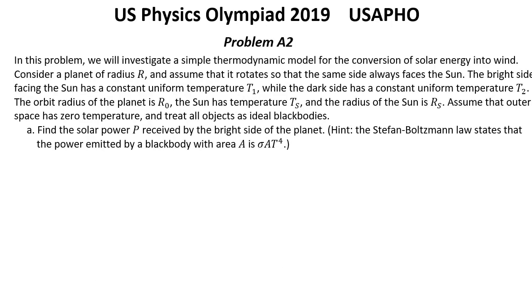Solution for problem A2. Question A. Find the solar power P received by the bright side of the planet. Hint: the Stefan-Boltzmann law states that the power emitted by a black body with area A is sigma A T^4.